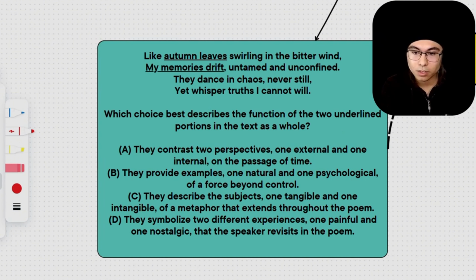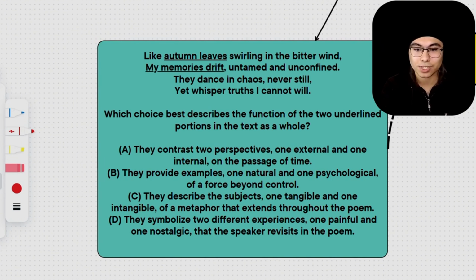I guess the first underlined part, which is leaves, is a physical object, and the second underlined part, which is memories, is an abstract thing. So I guess the poem here is making a comparison between those physical and abstract objects. Now let's go through the answer choices.